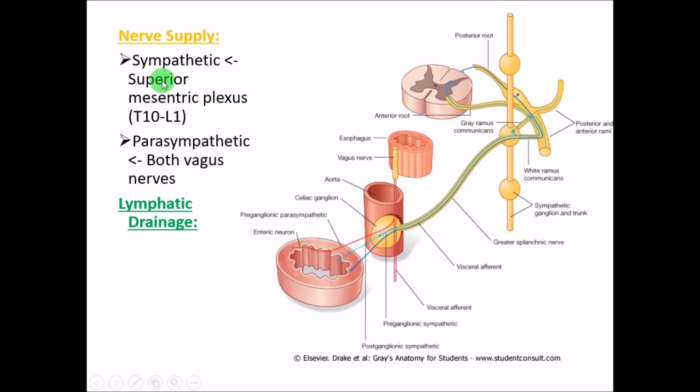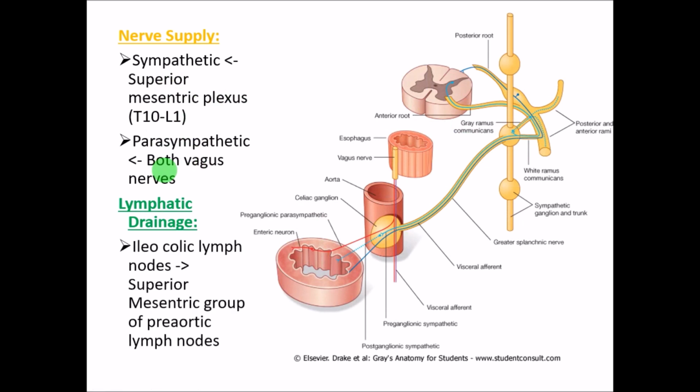The sympathetic supply is by the superior mesenteric plexus from the T10 to L1 segments, which will be supplying the cecum, and the parasympathetic is by both the vagi. Okay, both the vagi. Coming to the lymphatic drainage, it will be to the ileocolic lymph nodes, which in turn drain into the superior mesenteric group of pre-aortic lymph nodes. So it will initially drain into the ileocolic lymph nodes and from there to the superior mesenteric group of pre-aortic lymph nodes.